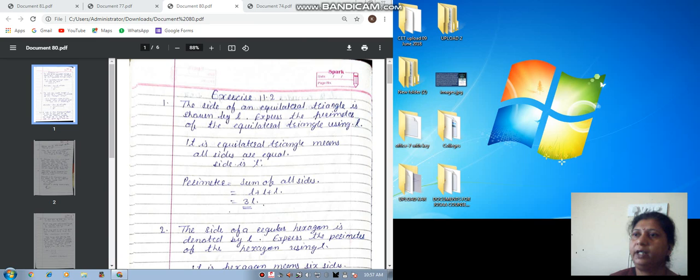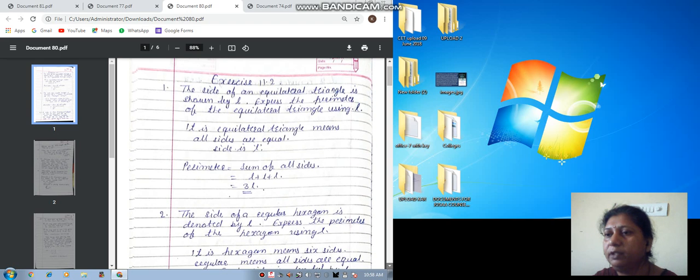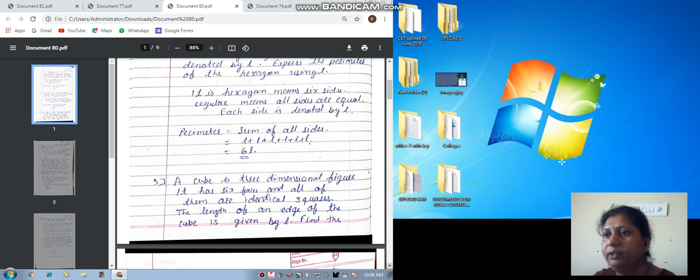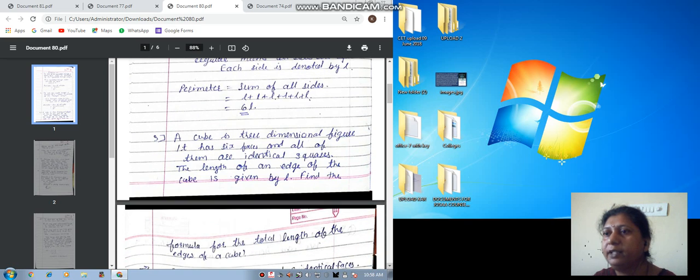Exercise 11.2: the side of an equilateral triangle is shown by L. Express the perimeter of the equilateral triangle using L. Now see here, in an equilateral triangle all sides are equal. So the perimeter is equal to the sum of all sides. So it is L plus L plus L, that is 3L. Next. I will not revise all the examples, but some examples I will definitely revise, okay? So that we can complete the revision as much as possible.